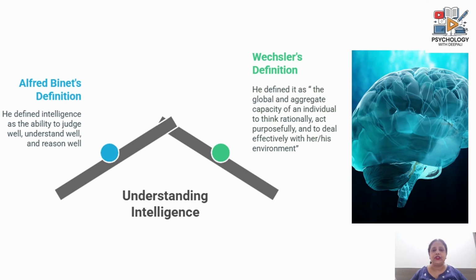The second definition is by David Wechsler. It is a more comprehensive definition which basically defines intelligence as the global and aggregate capacity of an individual to think rationally and act purposefully, and to deal effectively with his or her environment. So here we're talking about global, meaning overall capacity of an individual, which is an aggregate capacity. It's a sum total, a combination of capacities in the cognitive sphere of the person, which help the person to think rationally, to act with intention, and to deal effectively with his or her environment, as in what is going on around him.